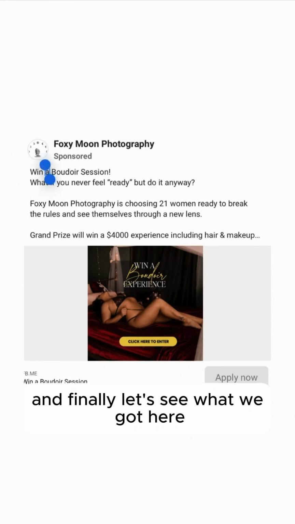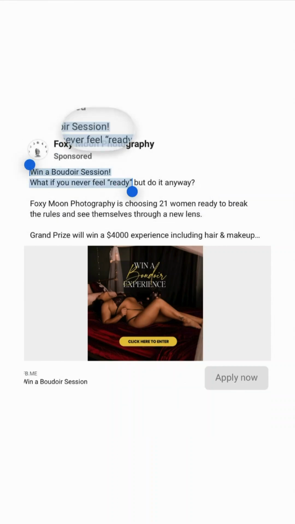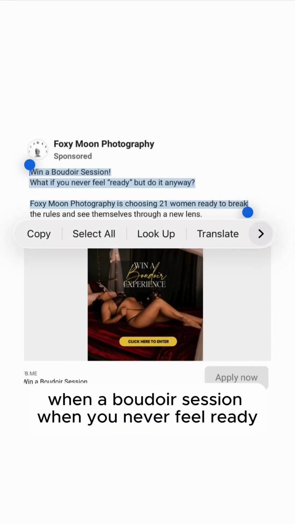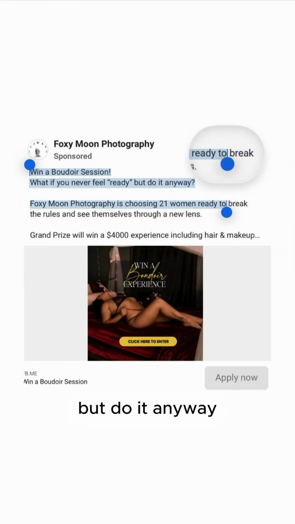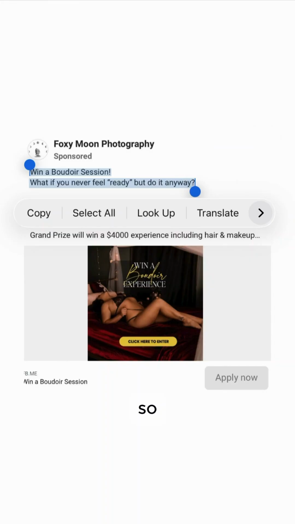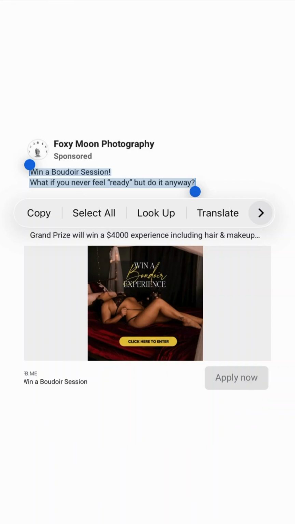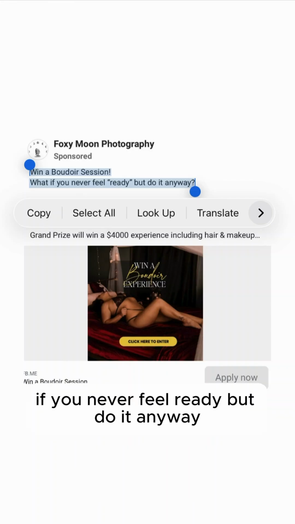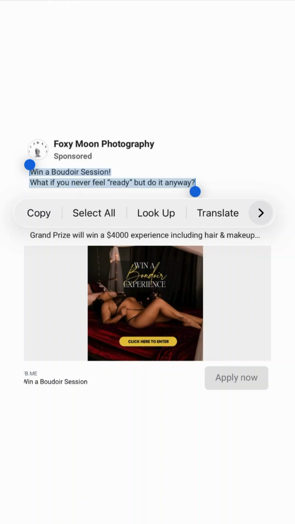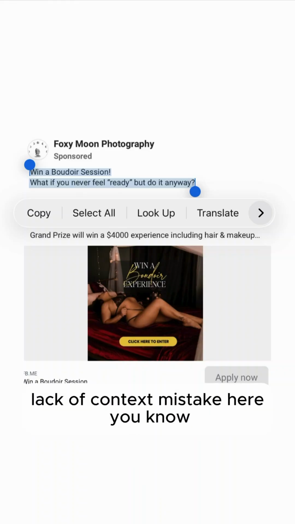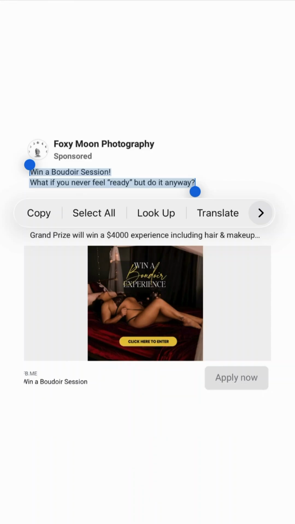And finally, let's see what we got here. In a Boudoir session when you never feel ready, but do it anyway. So, looking at the See More headline here, first 2 3/4 lines, Facebook newsfeed and mobile: When a Boudoir session, or if you never feel ready, but do it anyway. All right, yeah, lack of context mistake here. Most common thing that I'm seeing the most of.